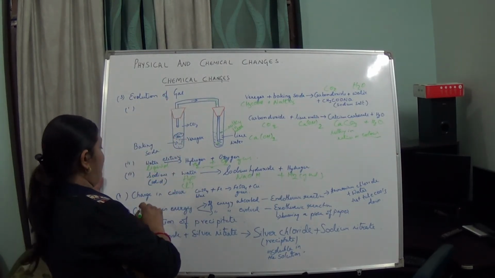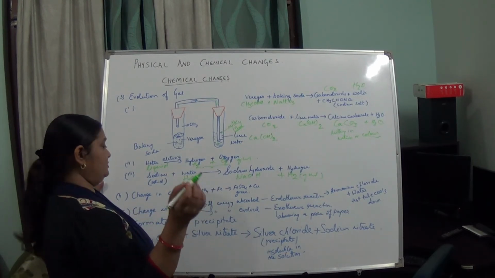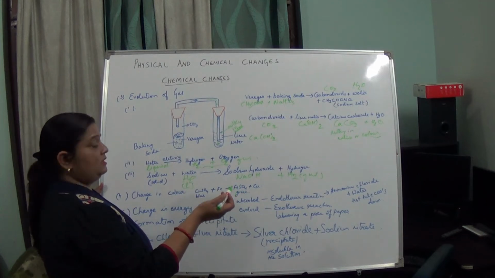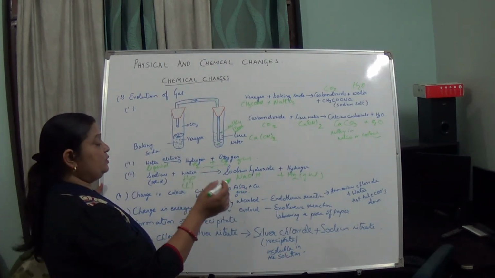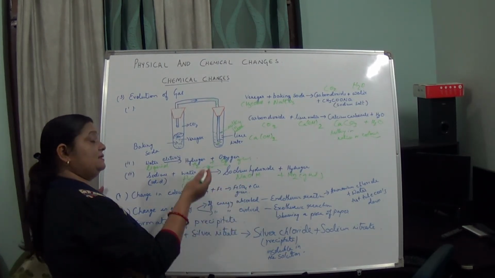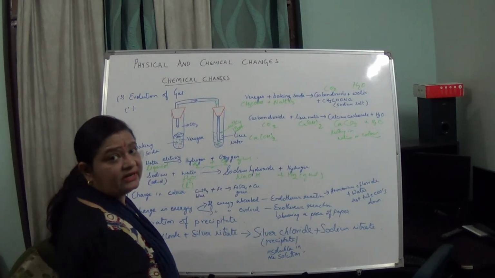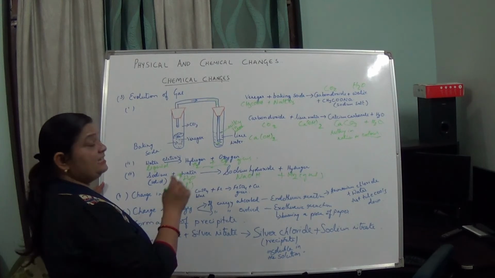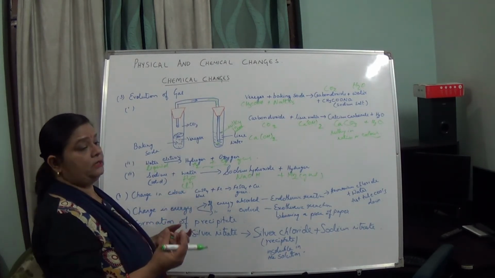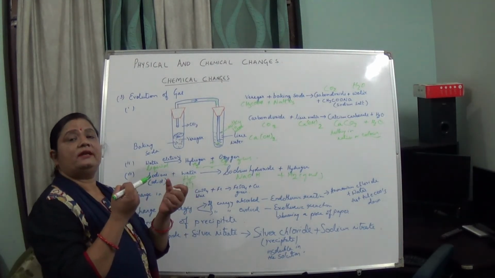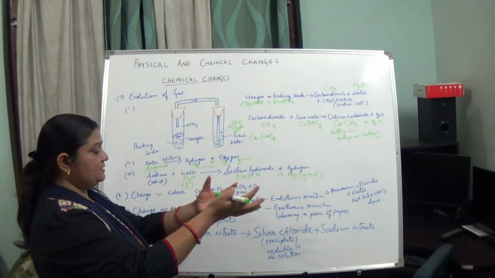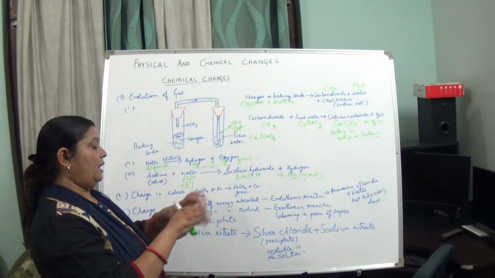Now next is change in color, which I have said to you earlier. Copper sulfate you had taken, which was blue in color, you have added iron nails to it, and that has changed to green in color, indicating that now ferrous sulfate has been formed. Now the fifth point, you can see there is change in energy. What do you mean by change in energy? During the reaction, either the energy is absorbed or it is evolved.